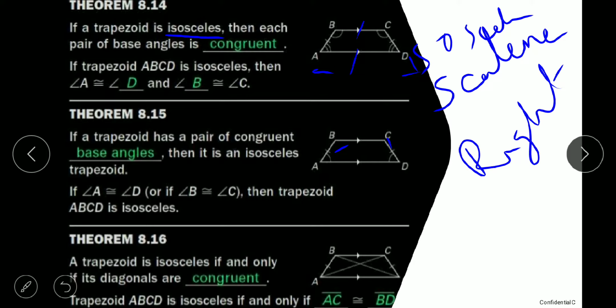And the third property is that a trapezoid is isosceles if and only if its diagonals are congruent. If the trapezium is isosceles, its diagonals also will be congruent. This is the diagonal, and this also will be congruent. So, diagonal AC is congruent to diagonal BD. This is in the case of only isosceles.